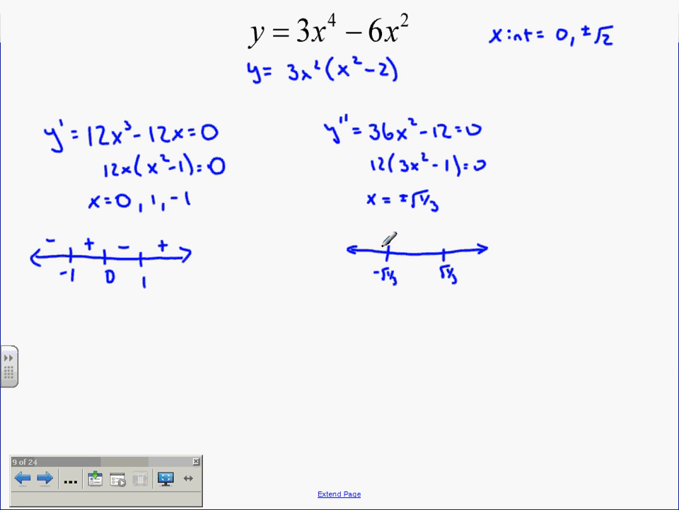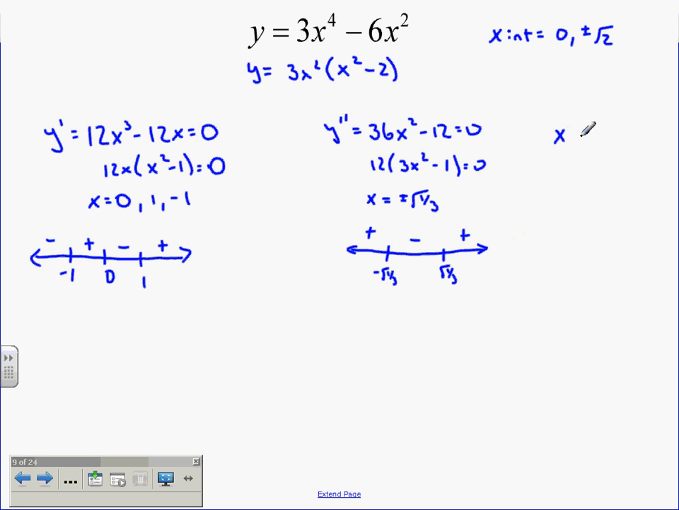Okay, so if I plug that in, I'm going to plug negative 1 into the second derivative this time. If I plug negative 1 into here, 36 times 1 minus 12 is going to be a positive. If I plug in 0, I get 0 minus 12. That would be a negative. And if I plug in 1, I get 36 minus 12, which would be a positive. So that tells me it's concave up, concave down, concave up.